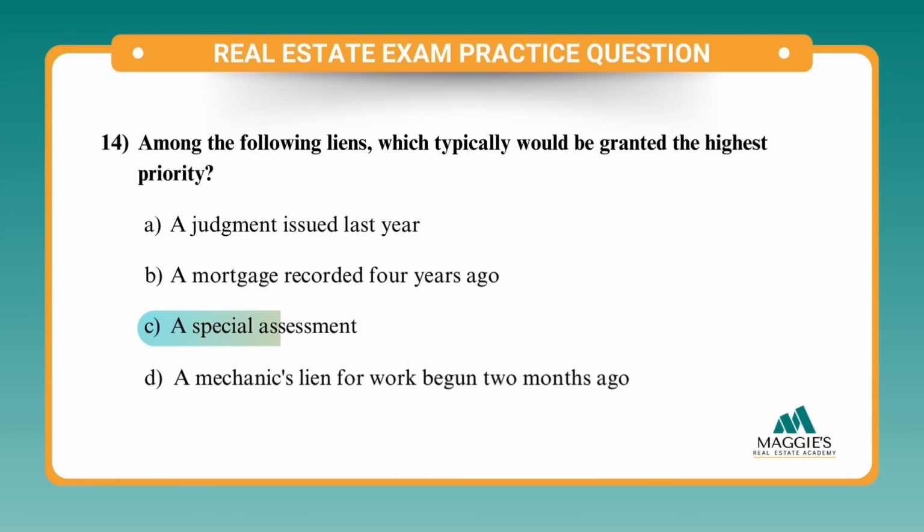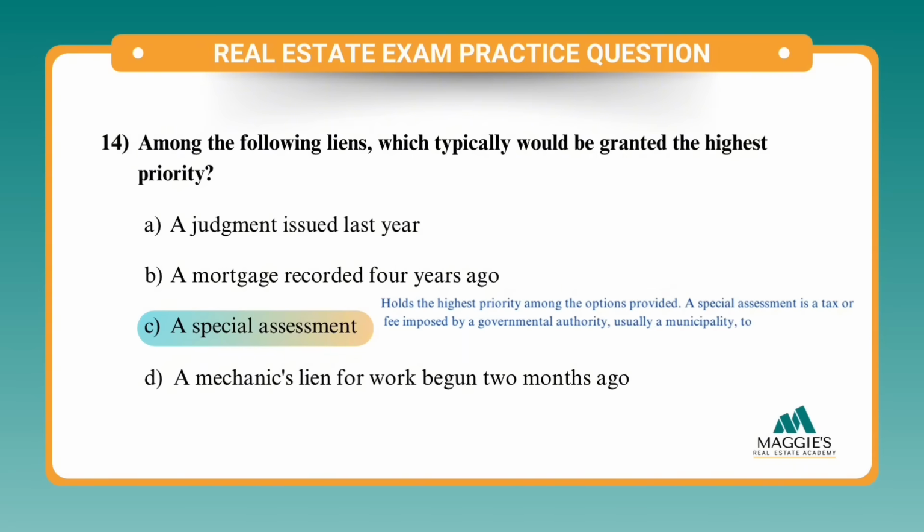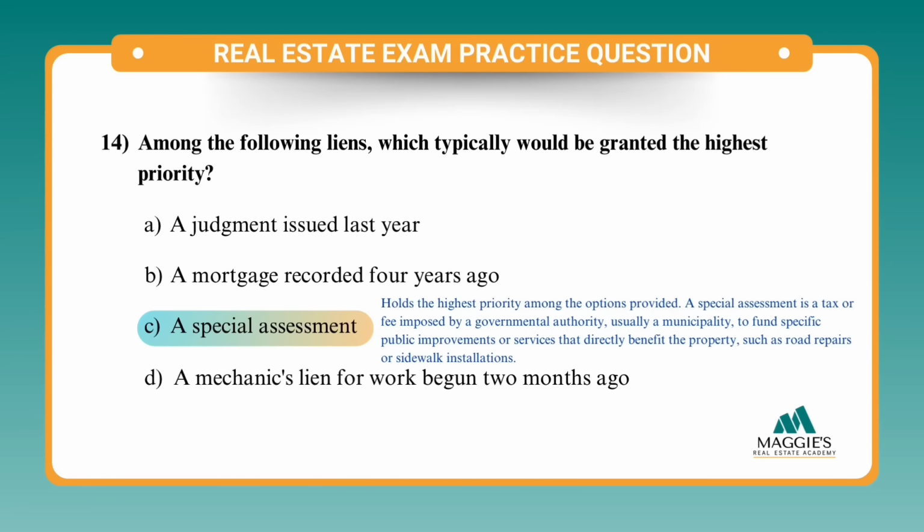The answer is C, a special assessment. When it comes to liens, priority refers to the order in which creditors have a claim on the property's assets in case of a default or foreclosure. Generally, the lien with the earliest priority gets satisfied first from the proceeds of the sale of the property. In this case, a special assessment typically holds the highest priority among the options that were provided.